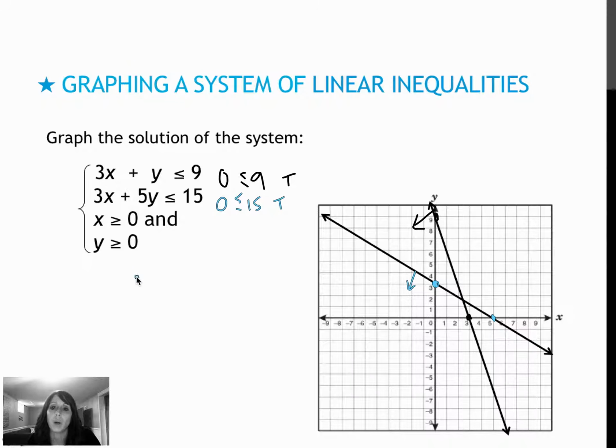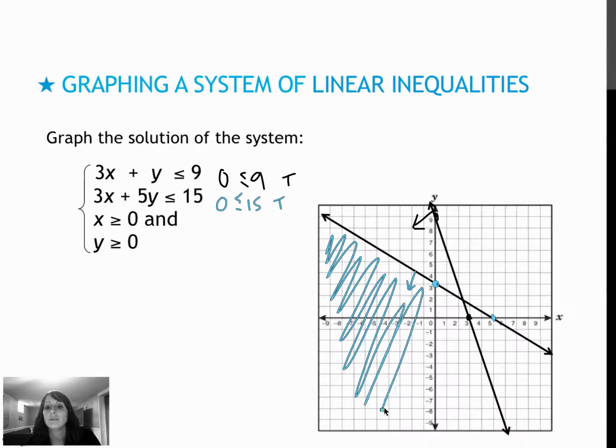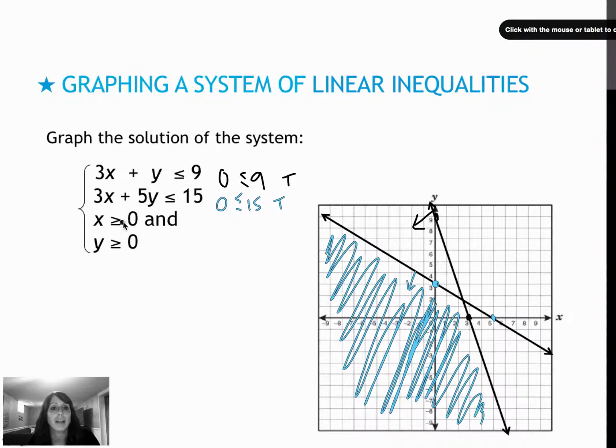Now I've got two more, but so far if I had to shade the region that was contained by both of these, it would be below this line and also below this line, so it would be the region shaded in blue. But now I've got these other two, and the other two are x is greater than or equal to 0, which of course looks like this line, and greater than or equal to 0 means it's positive. So all of my x values are positive, which means I can no longer use any of this.